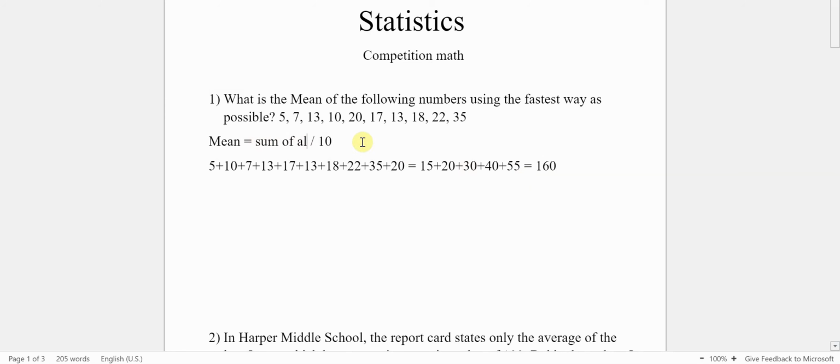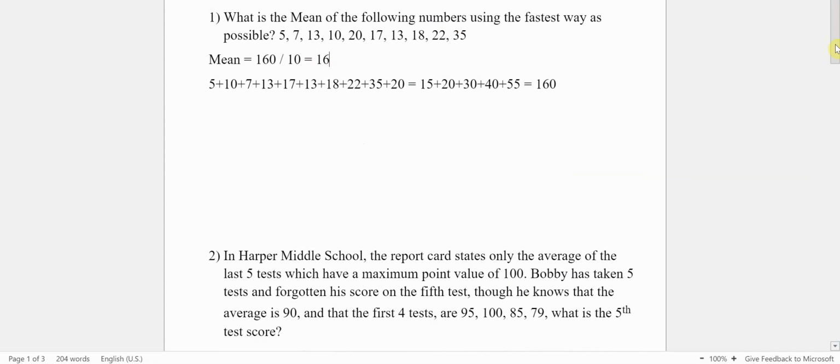So we can just do 160 divided by 10, 16. So the mean is 16. Let's go to the next problem.